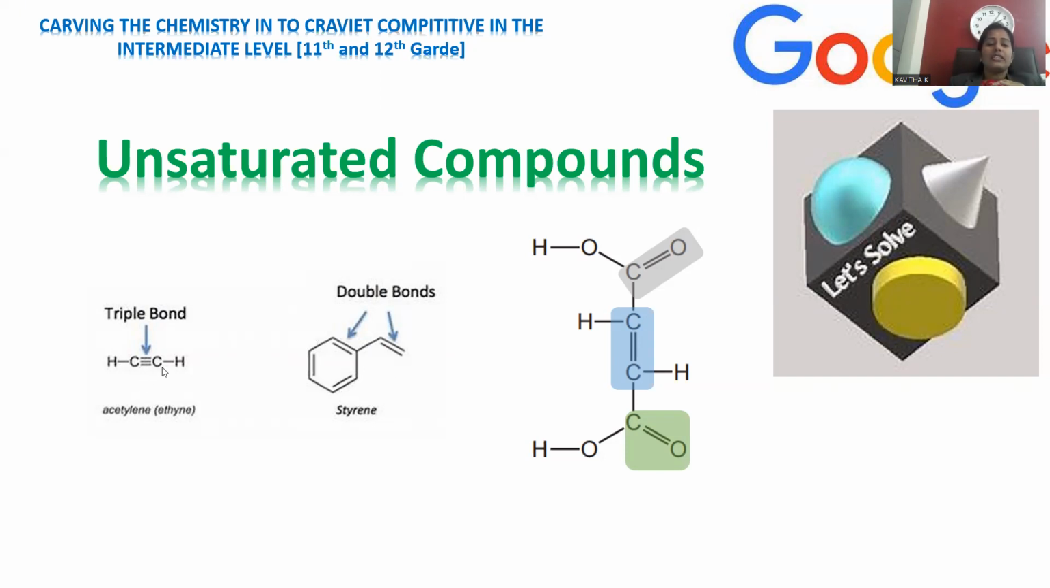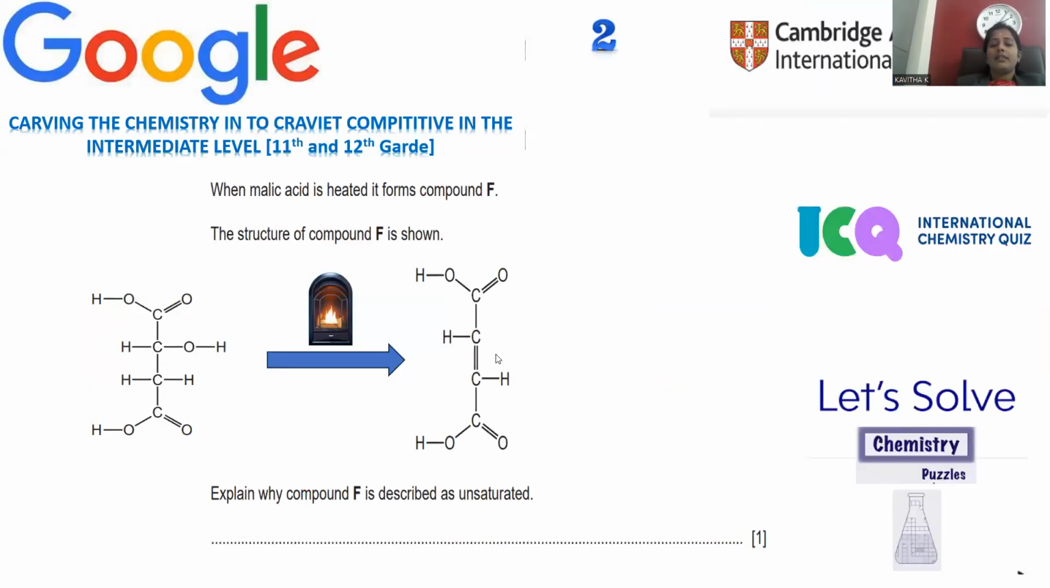If you go for acetylene, it is accompanied by a triple bond. It is also part of the unsaturated compounds. Any compound having pi bonds in addition to sigma bonds is called unsaturated. Malic acid after dehydration is said to be unsaturated due to the presence of a carbon-carbon double bond, and here double bonds between carbon and oxygen. This is the way unsaturation is represented in malic acid after the dehydration.